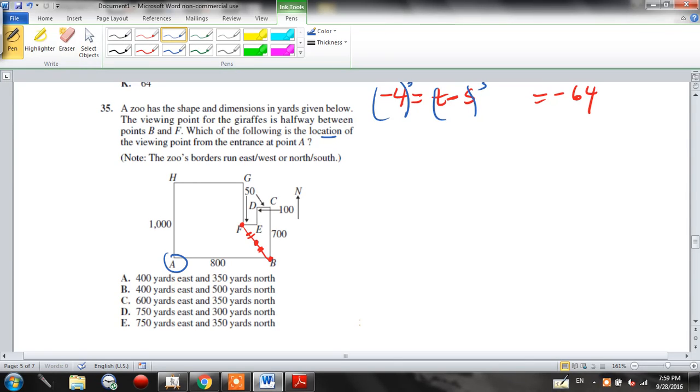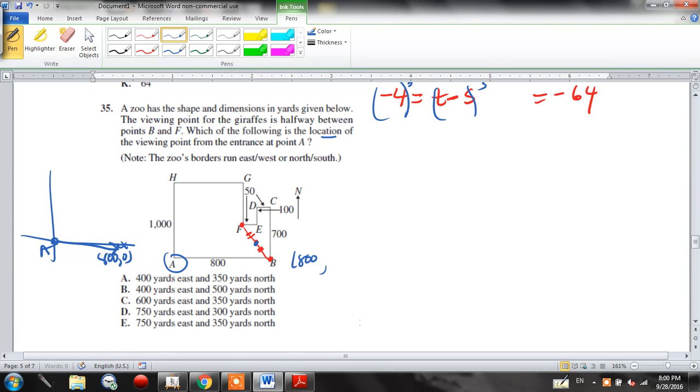So we have to find the coordinates. B is easy. If you look at this as an XY coordinate plane, this is the x-axis and y-axis, this is the origin, this is A, so B here is going to be 800, 0. If this was the origin, with the y-axis and x-axis, it's 800, 0.